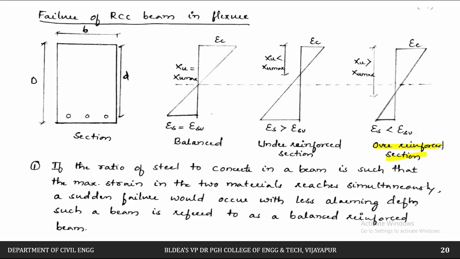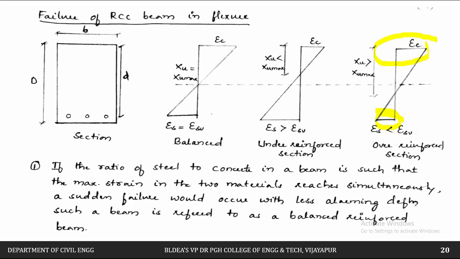Then next is, for example, the over reinforced section. In the over reinforced section, now this is the depth of the neutral axis. What happens is that if you are going to have more steel, then the neutral axis is going to shift towards this tensile part. So it is going to shift downwards.